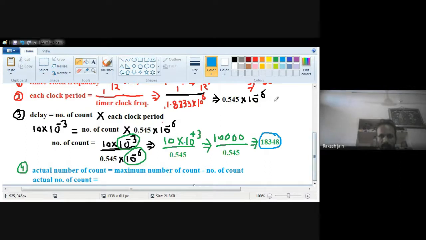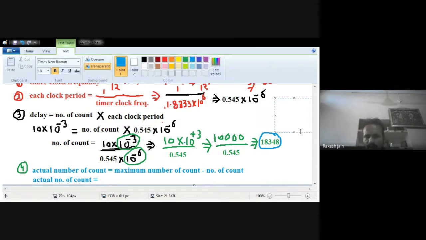We know that timer register is basically used in 4 basic modes. Which mode we have to select, we can choose according to the answer of step number 3. Mode 0 is actually 13-bit timer mode. It means the maximum value is 2 raised to the power 13, that is 8192.